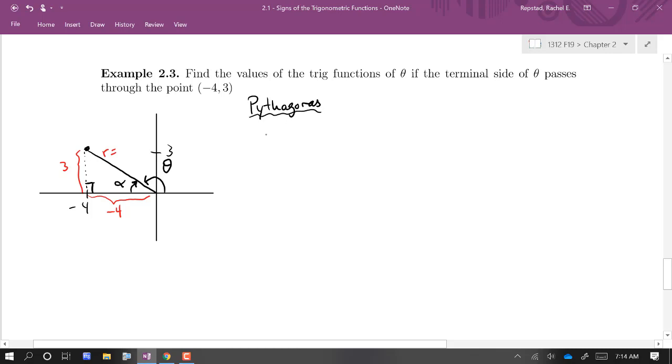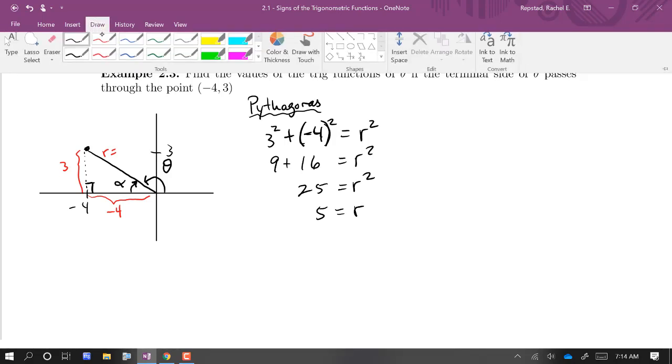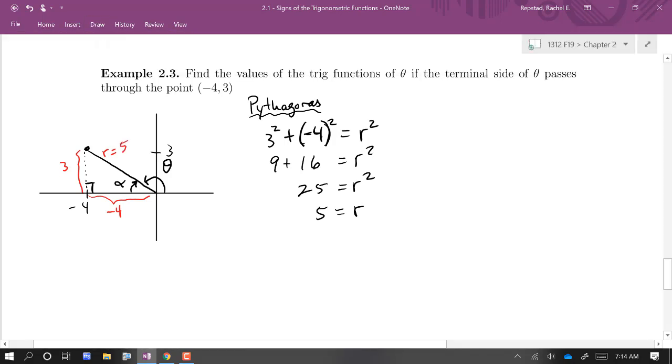Pythagoras tells us that 3 squared plus negative 4 squared is equal to r squared. The parentheses around the negative 4 here are absolutely crucial, otherwise we won't get the correct result when we put it in the calculator. So 3 squared is 9, plus 16, that's 25. And taking the square root, we get r is equal to 5. R, this distance, the hypotenuse, is always positive. So it's only the legs, these other sides of the right triangle, that could have a negative value.